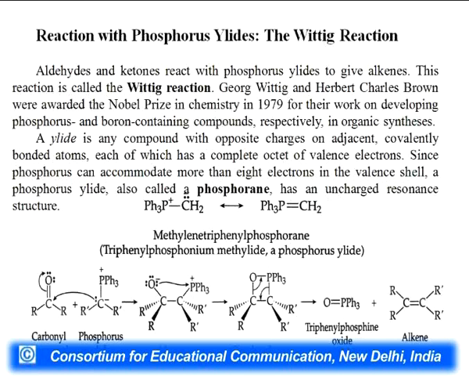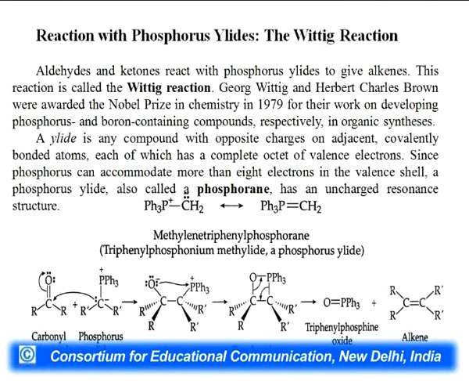The next very important reaction is the reaction with phosphorus ylide. This is called the Wittig reaction, and it is such an important reaction, given by Georg Wittig and Herbert Charles Brown, awarded the Nobel Prize in Chemistry in 1979 for their work on developing phosphorus and boron containing compounds.